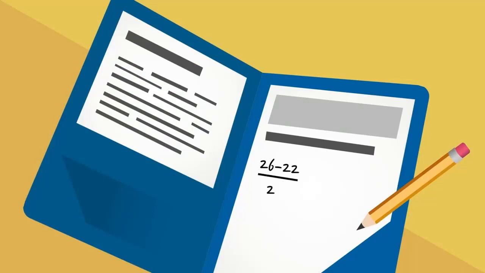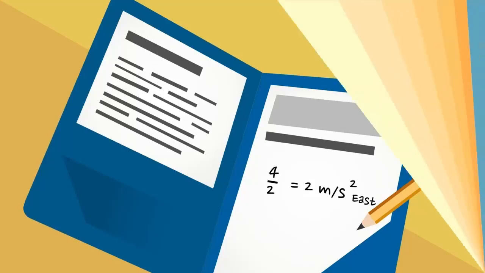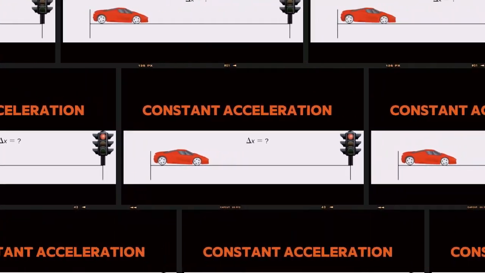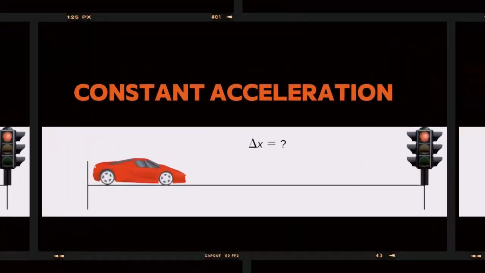You take 26 minus 22 divided by 2, which is 4 divided by 2. We get 2 meters per second squared east. So there we go, that is acceleration. Let us now proceed to constant acceleration.